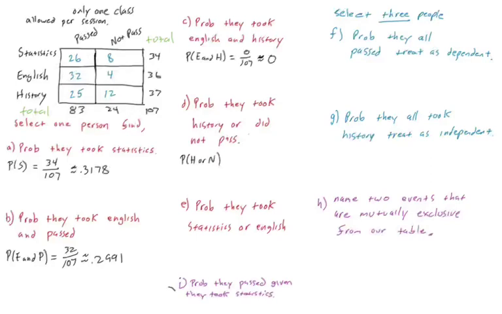Probability they took history or, and if you recall, I changed that, so or did not pass. And here's the formula, but we're going to do it a bit more intuitively without the formula. The probability that they took history is going to be this group right here, so we're looking at our history in this case.